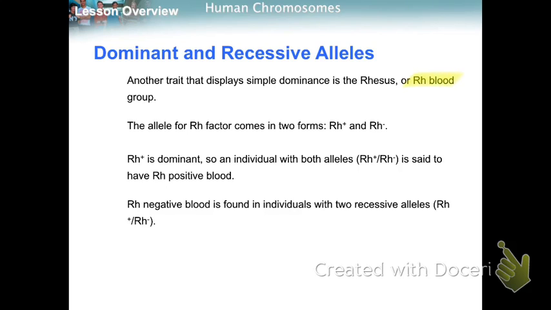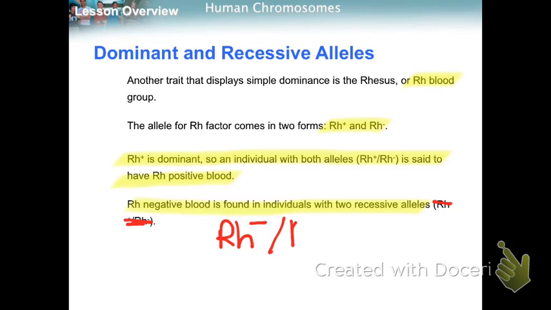The Rh blood group is another simple dominant or recessive. When you have a blood type that is distinguished as positive or negative, it's the Rh factor. It's just abbreviated, positive or negative. Positive is dominant, so an individual with at least one positive allele will have positive blood. Rh negative blood is found in individuals with 2 recessive alleles. That's a typo there. It would look like this. Rh negative, like that.